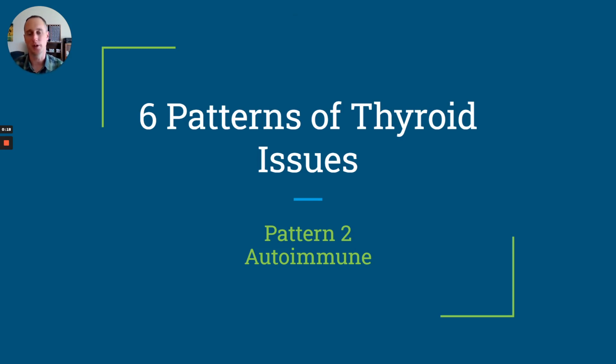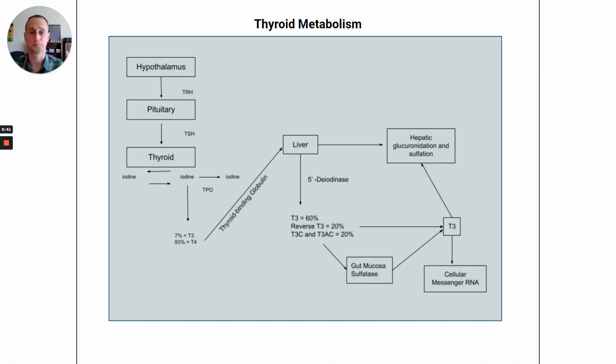So in the first pattern we looked at pituitary. Today we're going to look at more of the autoimmune side of things. This is a much more complicated part to it. It is the one I see the most common. By far, most thyroid issues that we see today, this is probably 80% of them. So it's really, really important to understand this one, and it's probably the one that's most applicable to most of you that might be viewing this.